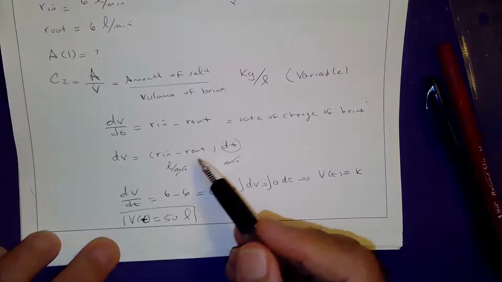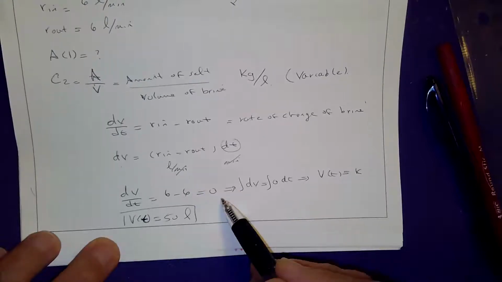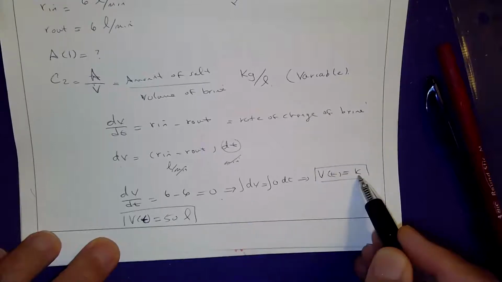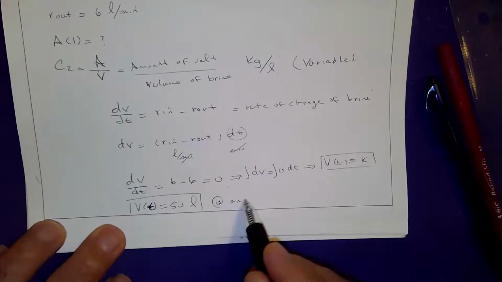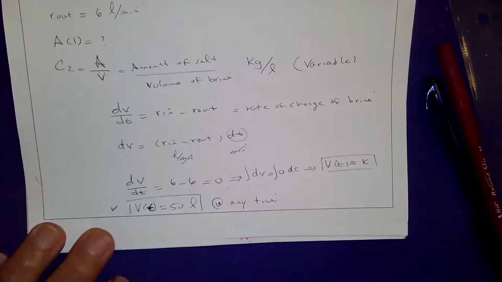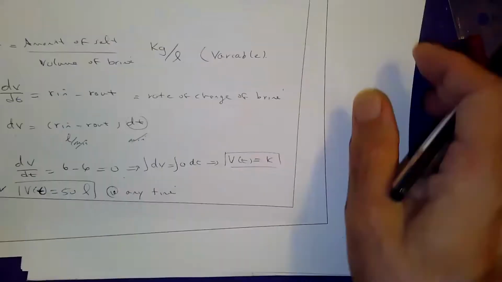Because the rate in and rate out is identical, so that's 0. So that just means the volume of the brine is constant, regardless of the time. So this would be at any time. That's something we have to keep in mind for upcoming computations. As you can tell, we are not quite done yet.